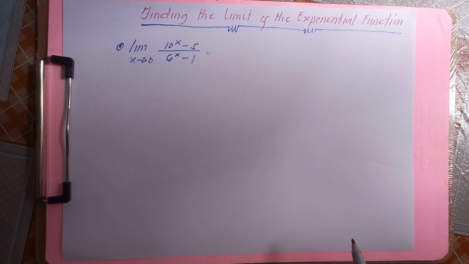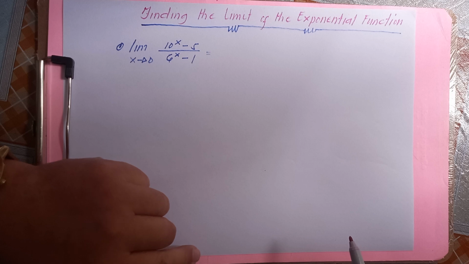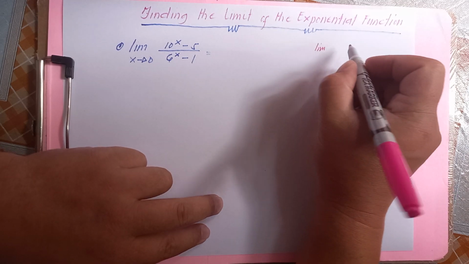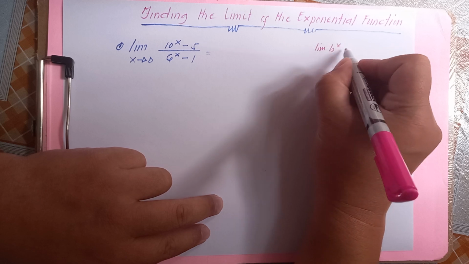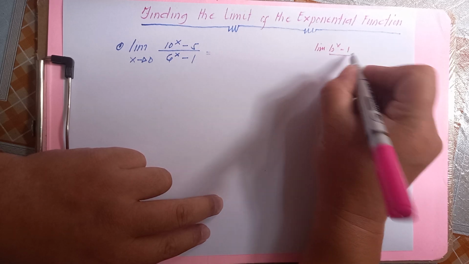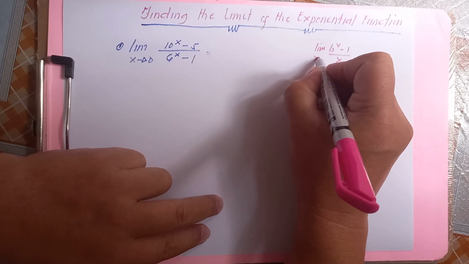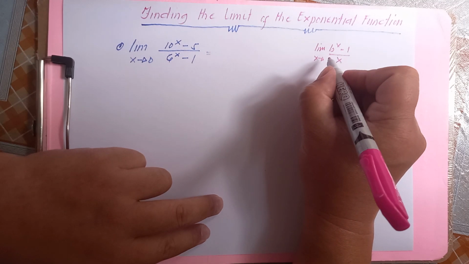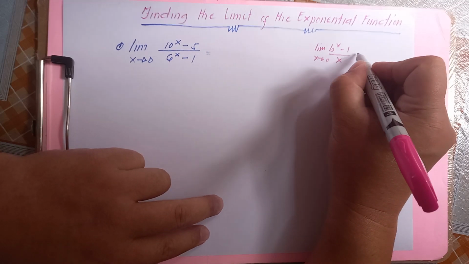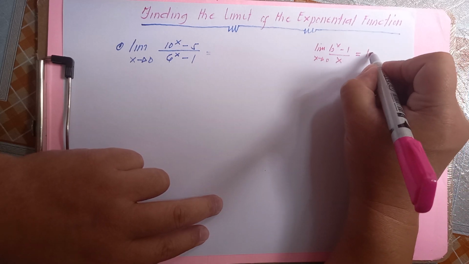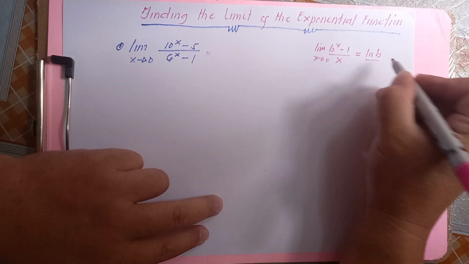To find again the limit of the exponential function, we have to recall again theorem number 2 regarding the limit of the exponential function, which states that the limit of (b^x - 1)/x, as x is approaching 0, the result of this one will always be the natural log of b. Okay, that is always the result.